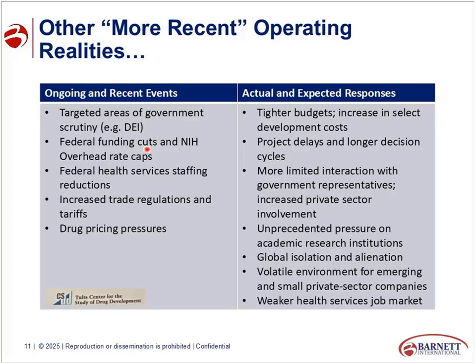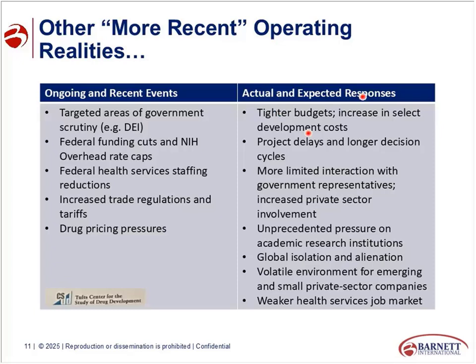Federal funding cuts and NIH overhead rate caps really tie hands in terms of what we'd like to do and some of the bells and whistles we'd like to put into our research if we don't have all the funding for it. And sometimes losing personnel. We do know some academic sites that have some funding are losing that funding and then losing personnel, obviously. And then federal health services staffing reductions, increased trade regulations and tariffs, and drug pricing pressures. So this is what's in the recent arena right now.